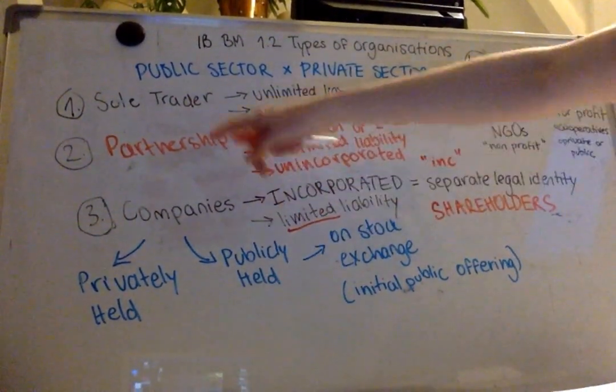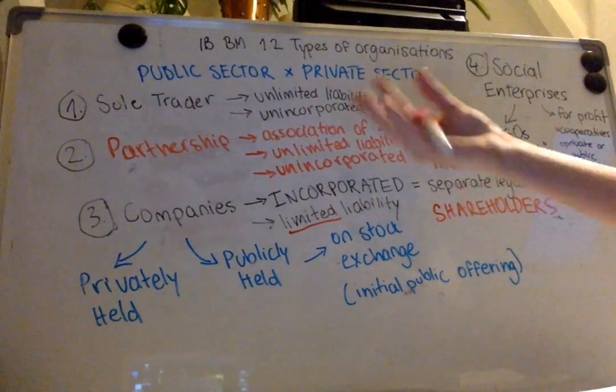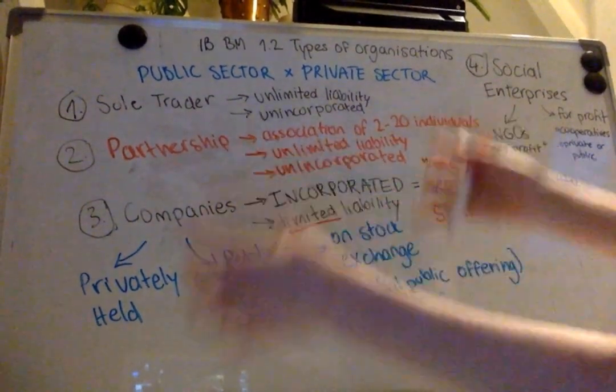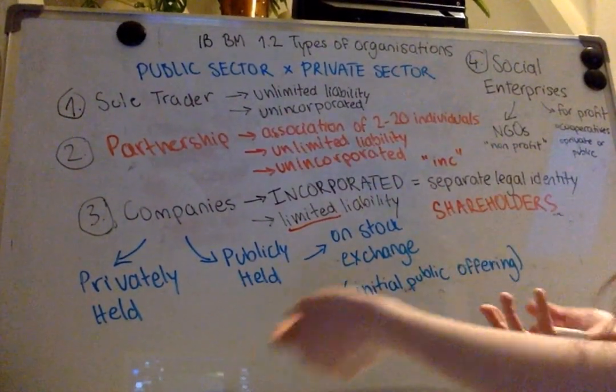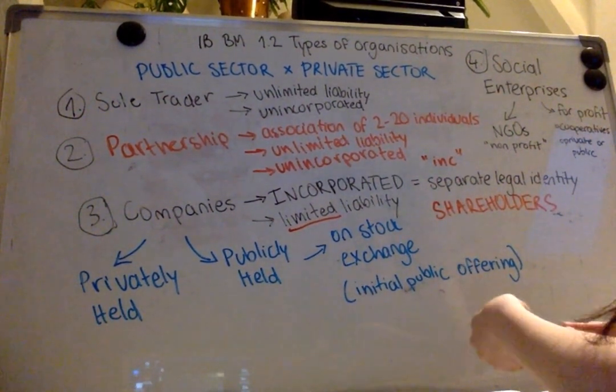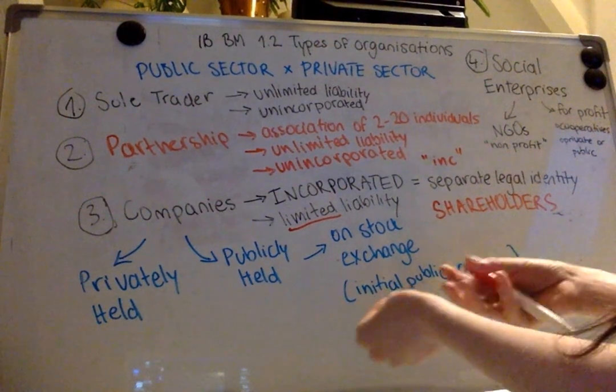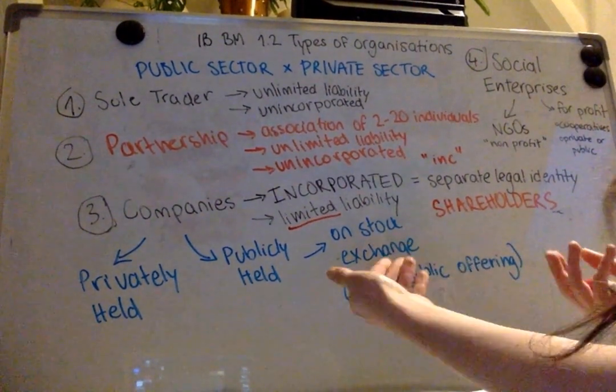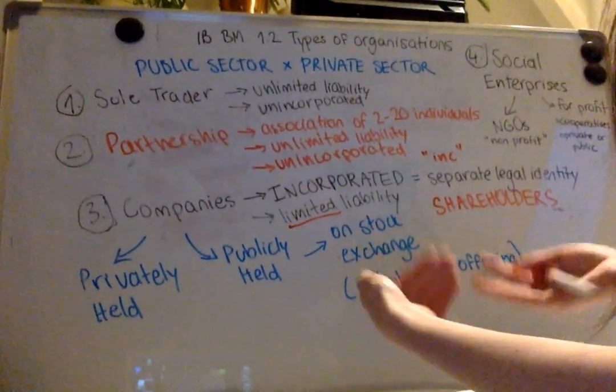And so in terms of a sole trader, they're unincorporated. There's no separate legal identity. The person is the business. If you did someone wrong within your little slime business, they would sue you directly. They wouldn't sue the slime business because it's the same thing in terms of law.